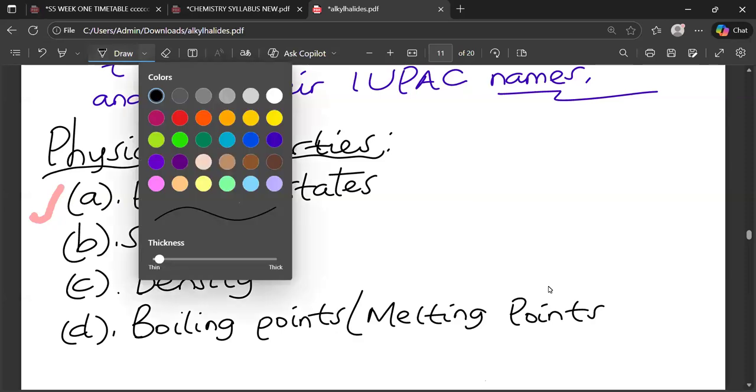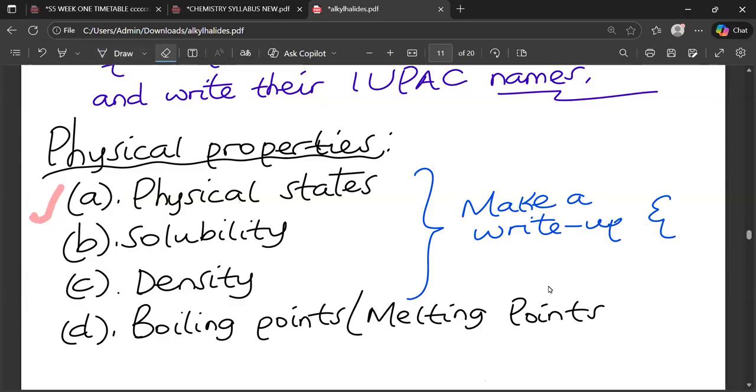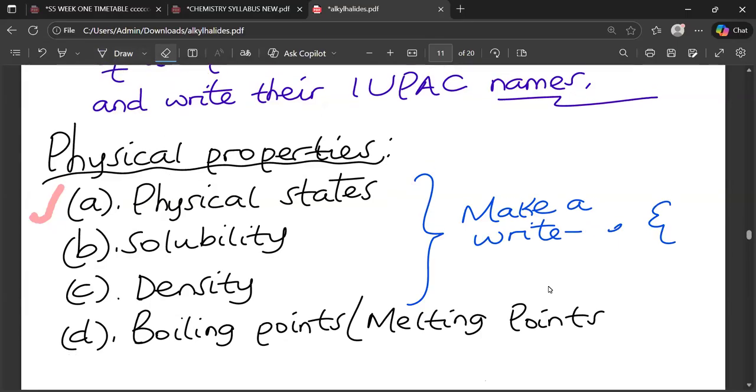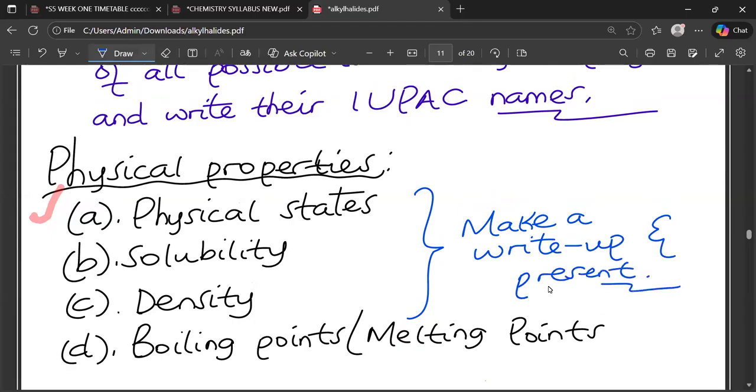So what you're supposed to do is make a write-up and present. Make a write-up and present. That is about the physical properties.